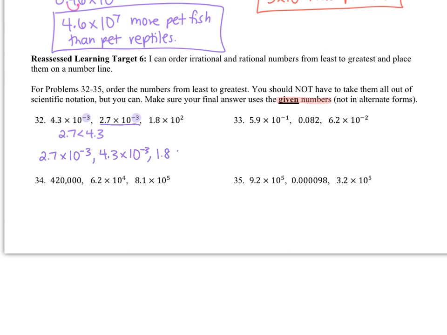Then 1.8 times 10 to the second. And that's from least to greatest. These are all supposed to be from least to greatest, so you've got to look at their exponents first.